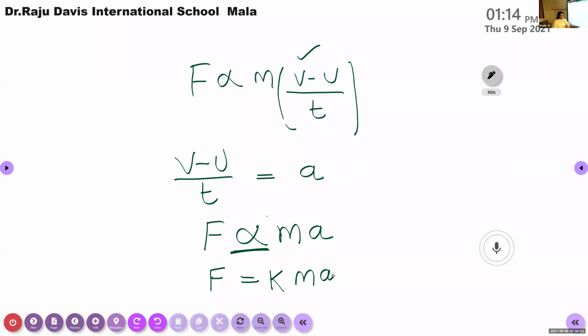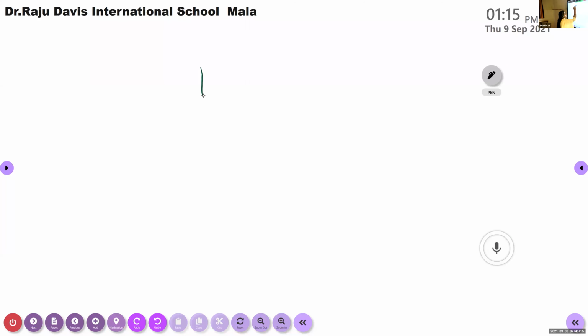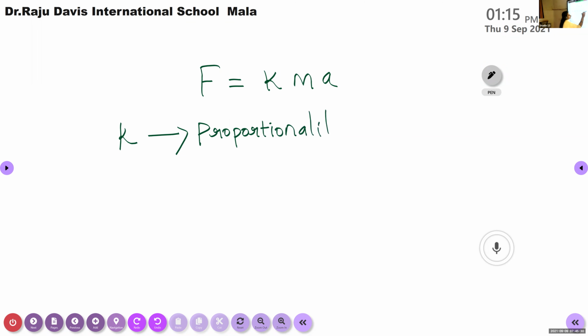We introduce this k in order to replace the proportionality sign with an equals sign, so that the force becomes equivalent to mass into acceleration. The proportionality constant is just a variable, a letter k. So our equation becomes F is equal to kma, where k is the proportionality constant. Since it is a constant, it must possess a constant value. Its value is equal to 1.